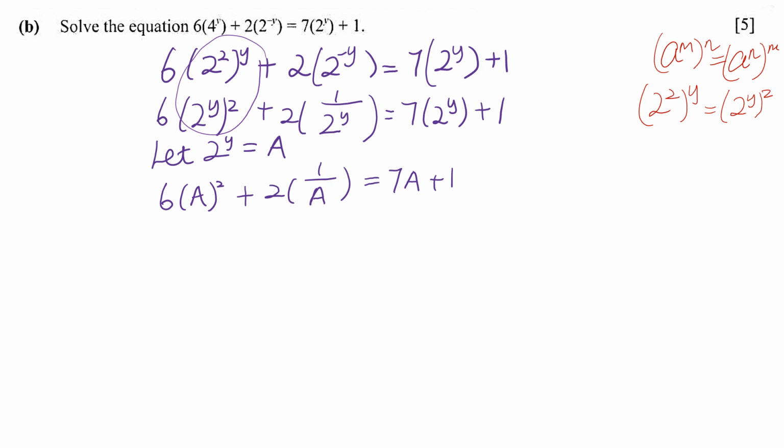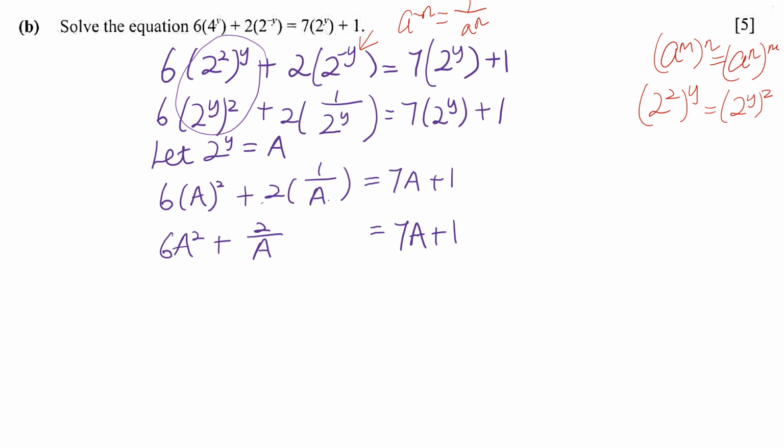And then we're going to substitute. Another thing is that for this one here, you take note: a to the power negative n can be written as 1 over a to the power n. Anyway, we're going to substitute 2 to the power y to be a. So this is what we get. If you substitute 2 to the power y to be a, that's how you get 6a squared plus 2 times 1 over a equals 7a plus 1.